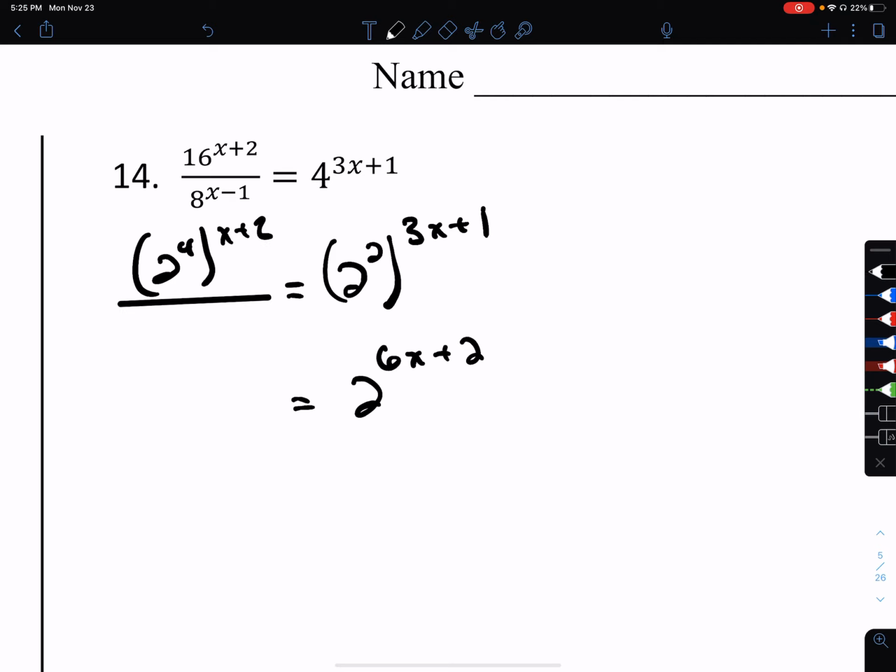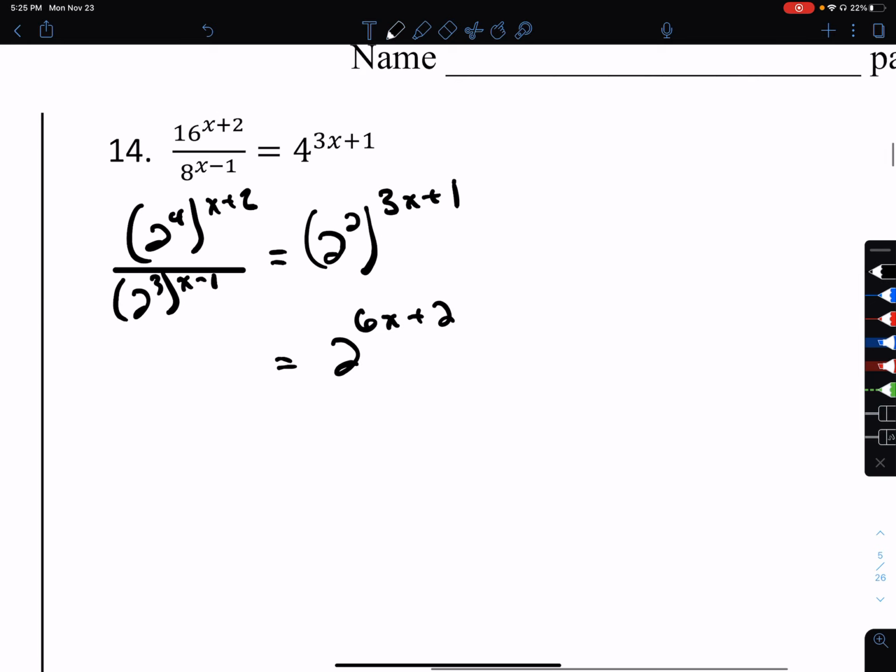The denominator, I've got an 8, which is 2 cubed, and that's already raised to the x minus 1. Power to a power property, multiply the 4 times the x and the 2, I'm going to get 2 to the 4x plus 8. And the denominator, power to a power property, I'm going to get 2 to the 3x minus 3.